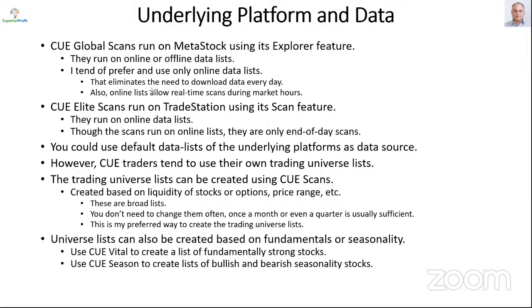Underlying platform and data: Q global scans run on Metastock using its Explorer feature. They run on either online or offline data lists. I tend to prefer and use only online data lists. That eliminates the need to download data every day. Also, online lists allow real-time scans during market hours.